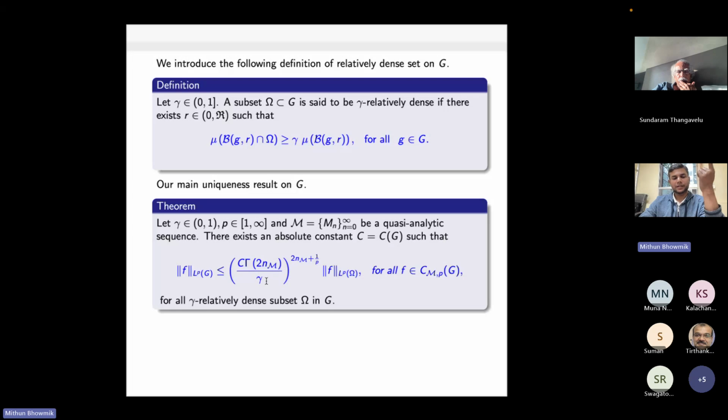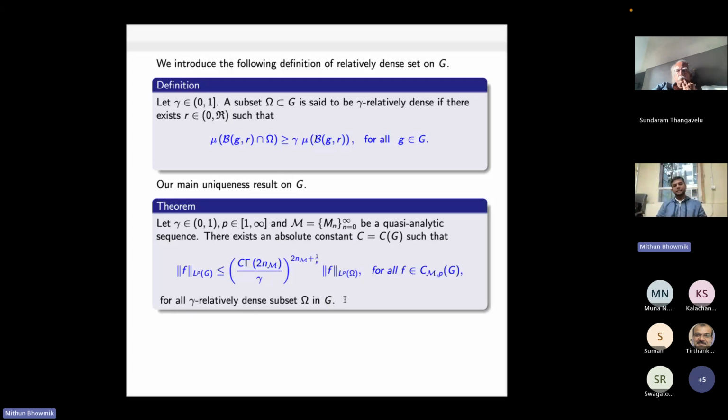And this small gamma appearing on the right is related to the relative denseness of the set omega. And then we have the P norm here, 1 over P, and then we have the LP norm of f on omega. And this is true for all quasi-analytic classes of functions, if I consider any gamma relatively dense set.